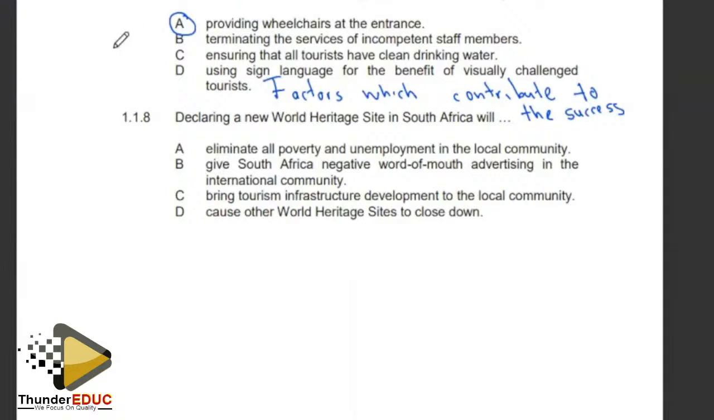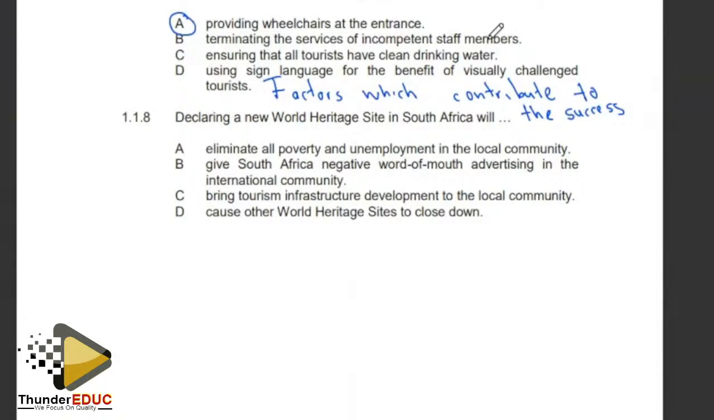All right, let's eliminate the wrong answers there. Terminating the services of incompetent staff members. That's actually not part of the factors whereby the needs of people with disabilities are catered for.